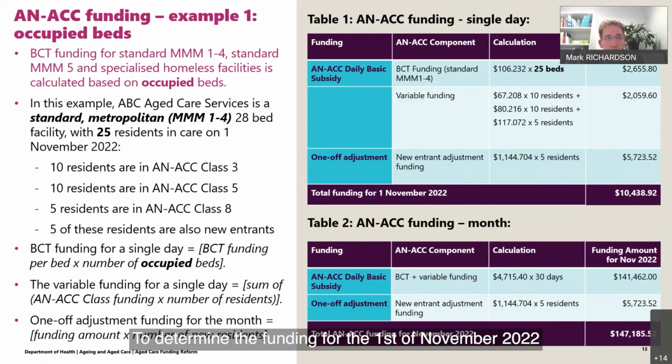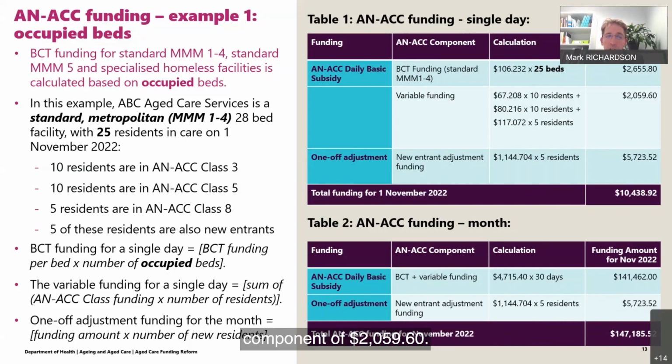To determine the funding for the 1st of November 2022, we multiply the 25 beds by $106.23 to derive base care tariff funding of $2,655.80. The variable funding is derived by multiplying the number of residents in each class and adding the results together to derive an AN-ACC variable funding component of $2,059.60.